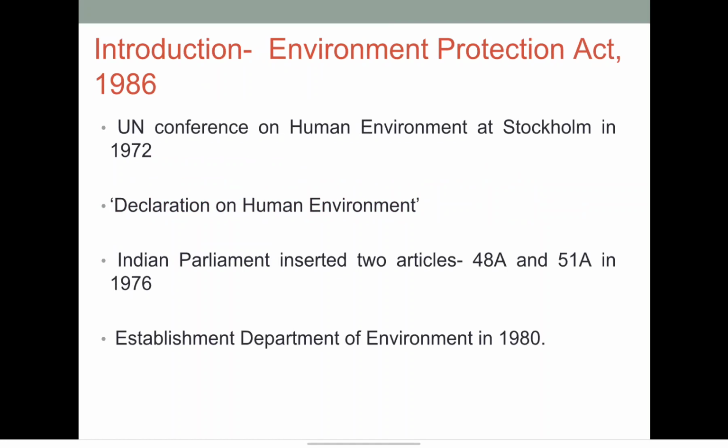Now, this act was passed under Article 253 of Indian Constitution. Now, what is this Article 253? Under Article 253, the Union Government or the Central Government can enact laws to give effect to international agreements signed by the countries. Now, here which international agreement was signed by India? It was Declaration on Human Environment. Okay. This declaration was made at United Nations Conference on Human Environment at Stockholm in the year 1972. Now, in this conference, the declaration was signed by about 114 countries.